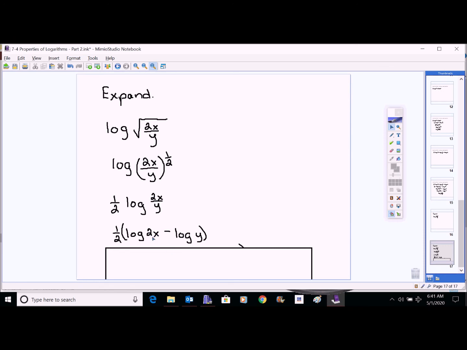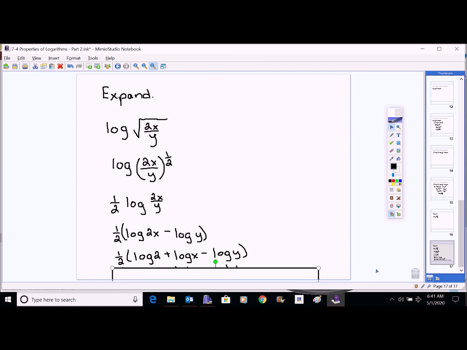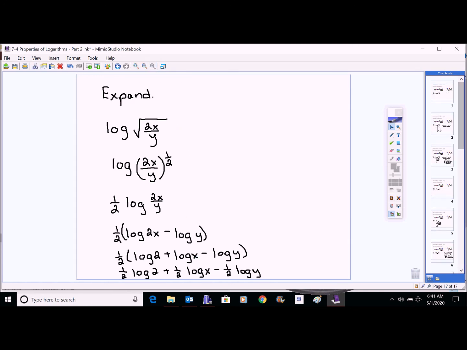There's one last. You have to look for everything that can break down. So this product turns into a sum. And then finally, in order to make it fully expanded, distribute this half back into everything. So we have this. So there you have it. We reviewed the applying of the properties of logarithms, and we learned a little something new about how to get your calculator to do this process for you.